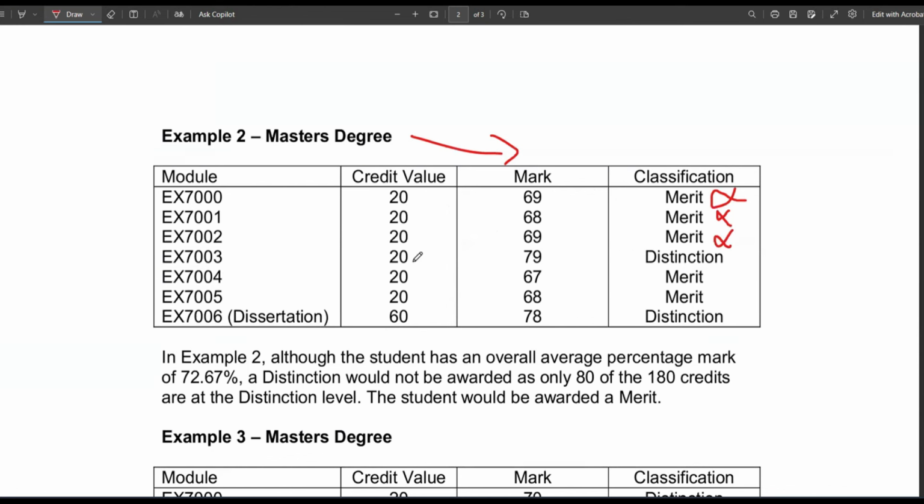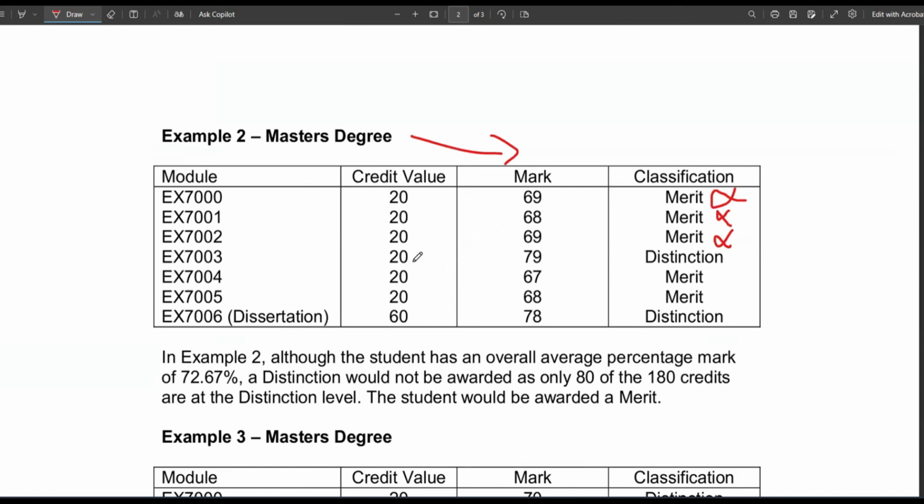So this qualifies. So that's 20, because it falls under a 20 credit value. And mind you, we are looking for 100 credit value of distinction alone, for you to be able to finish with a distinction, right?